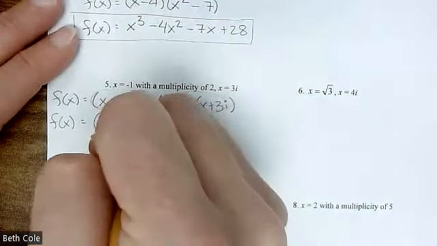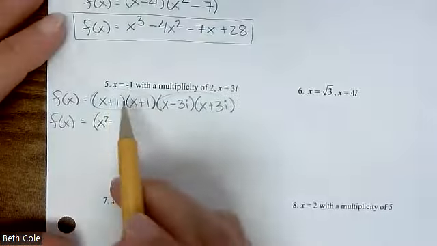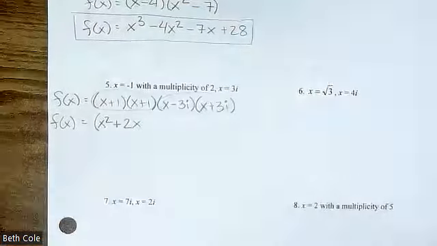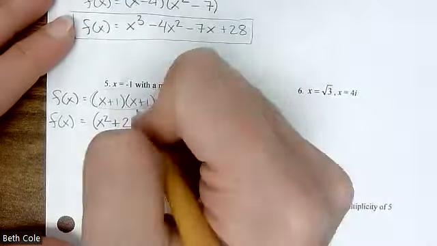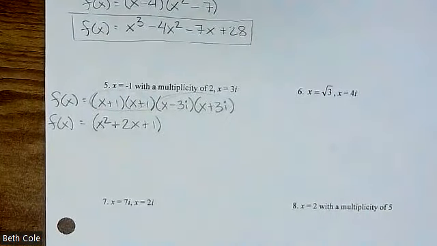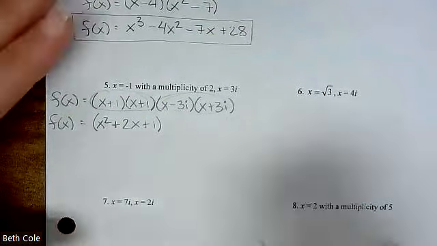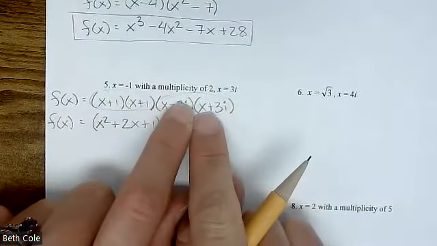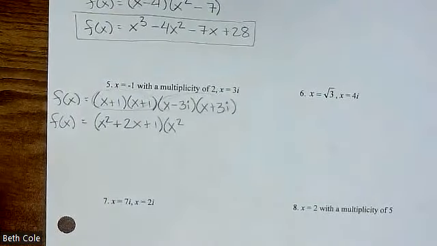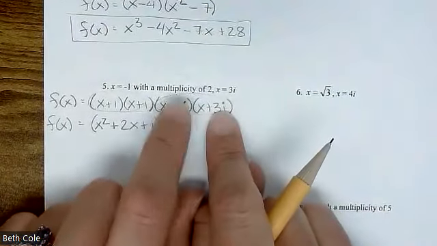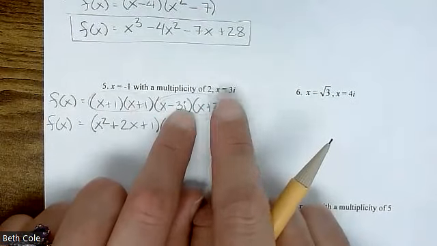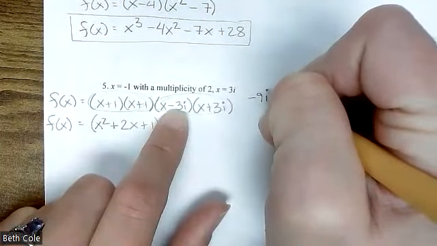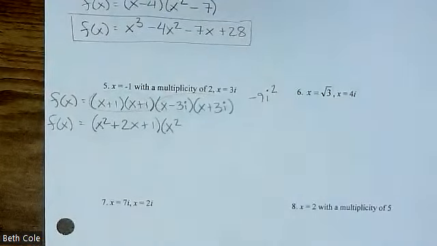X times x is x squared. The outsides are 1x, the insides are 1x. So together, 2x, 1 times 1 is 1. And then when you do these ones, x times x is x squared. The outsides and the insides cancel, which is great. Now, I usually just write this off to the side. When you do negative 3i times positive 3i, that's going to give you negative 9. And then i times i is i squared.